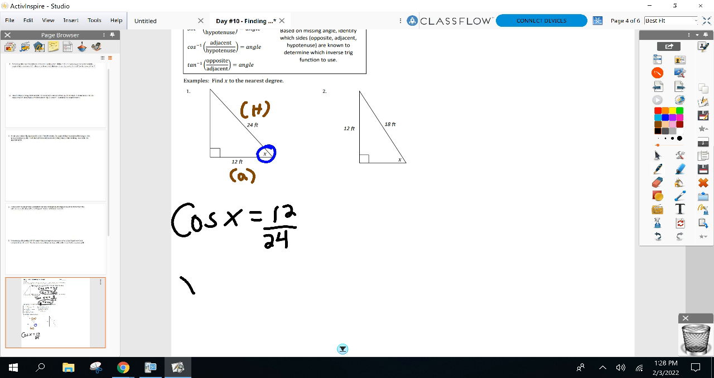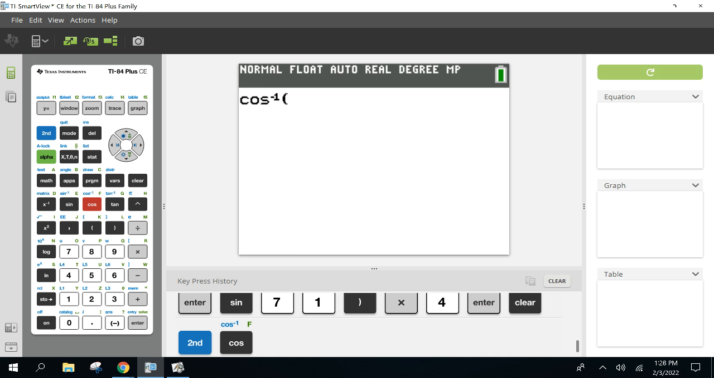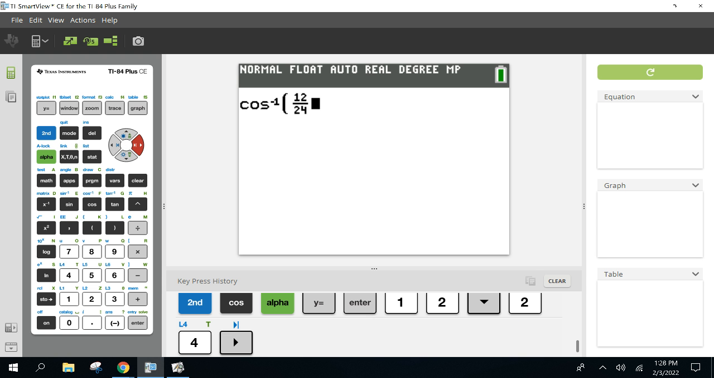So in this problem, we're going to say the angle is equal to the inverse of cosine, 12 over 24. We're actually asking the calculator, hey calculator, what angle has a cosine of 12 over 24? You can do it with me, or if you're already moving ahead, second cosine, 12 over 24. So you're asking the calculator what angle exists that has a cosine ratio of 12 over 24, and it says, hey, I got your back, 60 degrees.